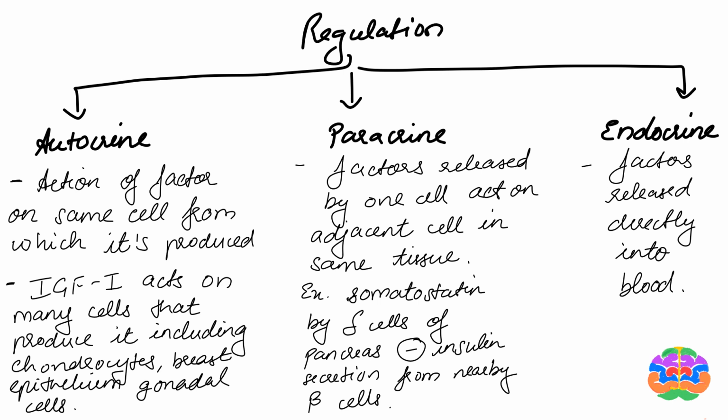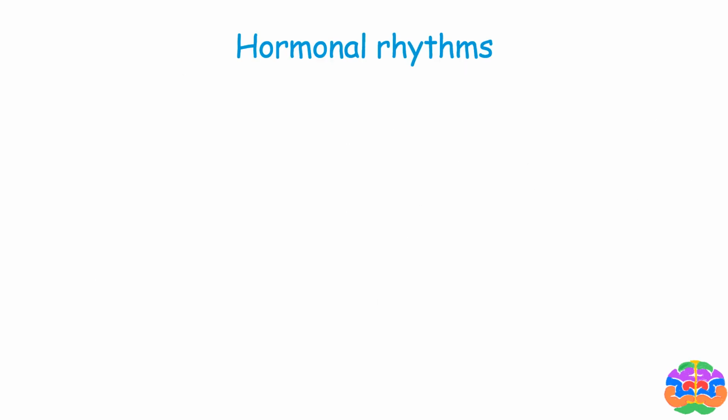Whereas with endocrine, as we have discussed, the factors are released directly into the blood and they act on tissues far away from where they are produced. Like endocrine actions, paracrine and autocrine control are difficult to document because local growth factor concentrations cannot readily be measured.